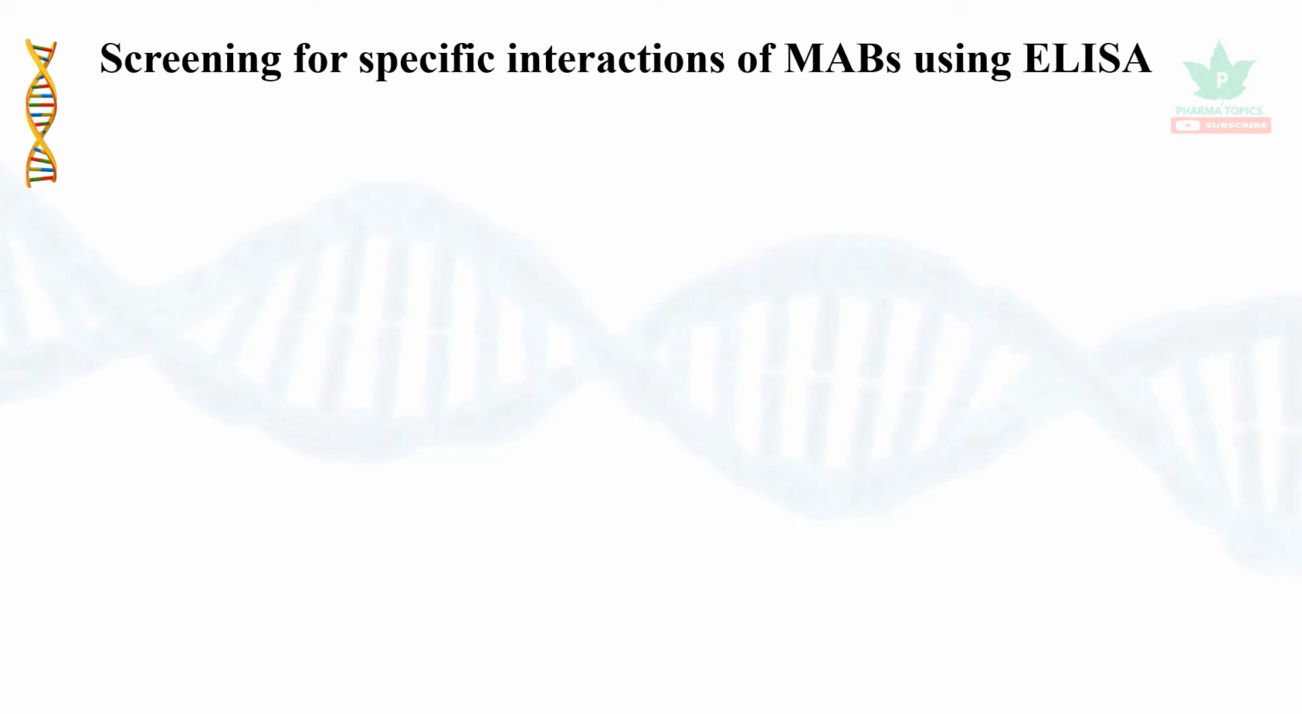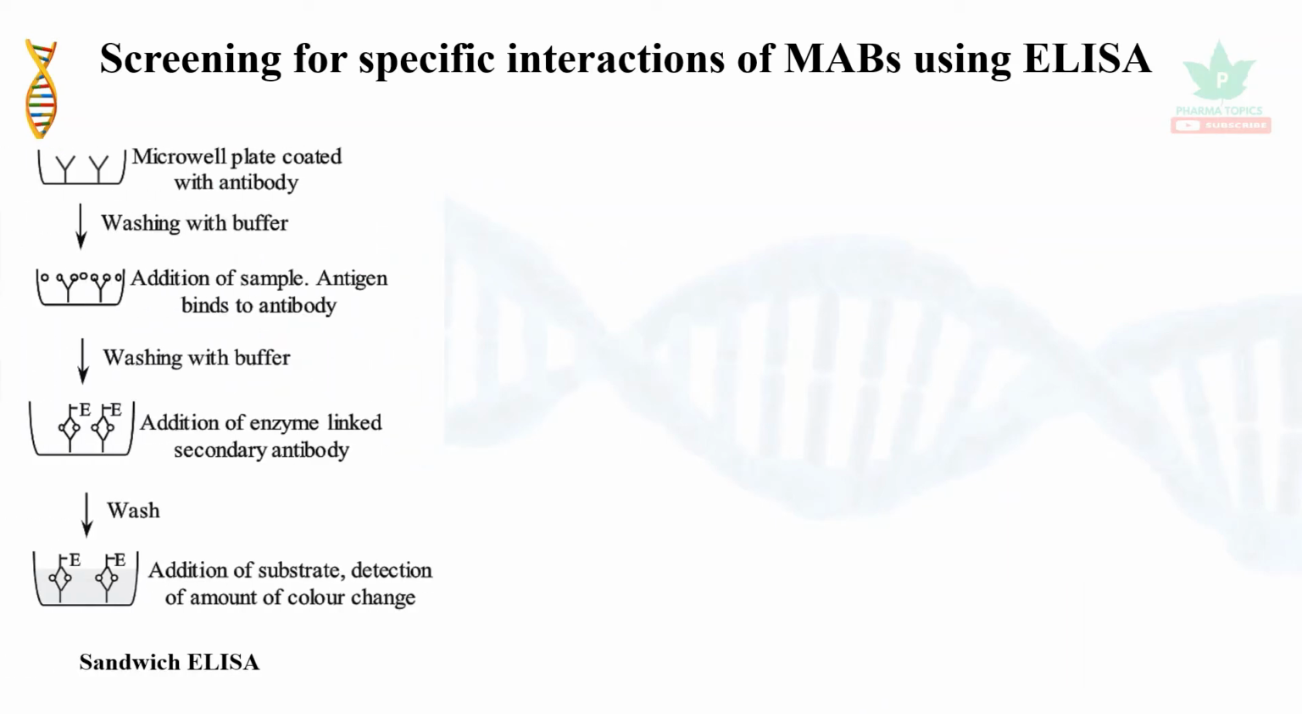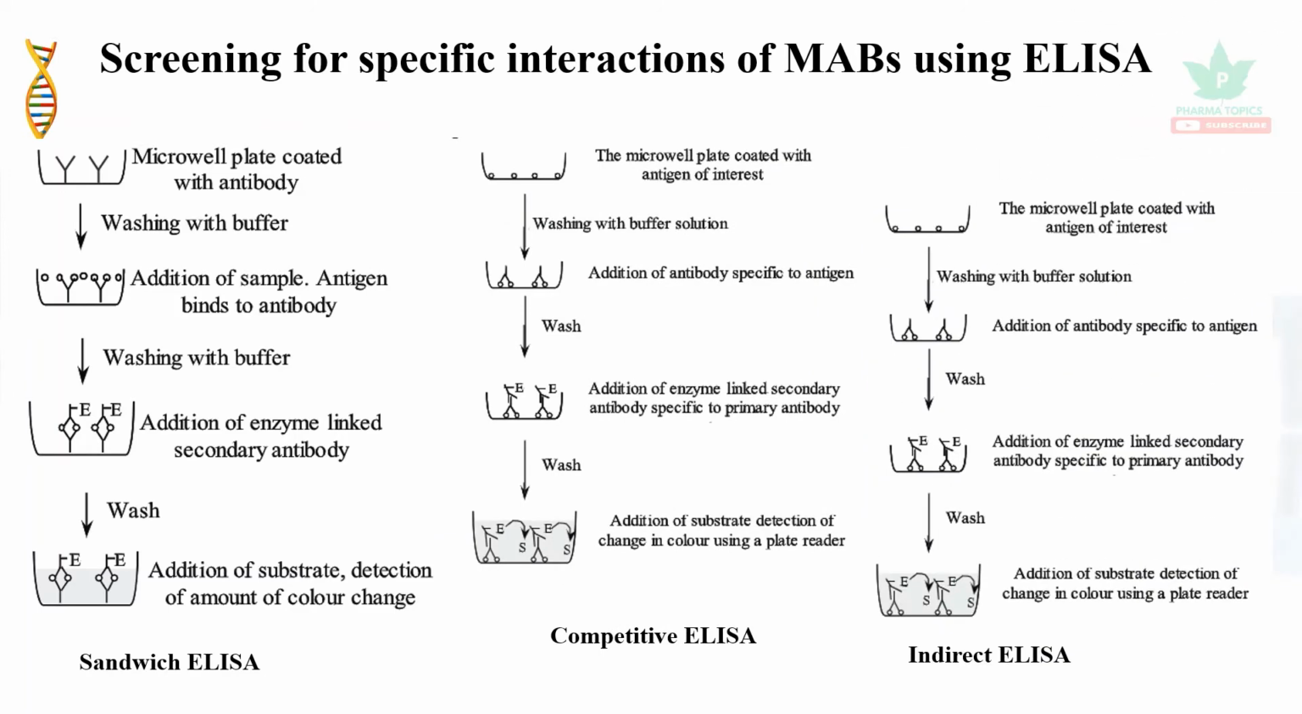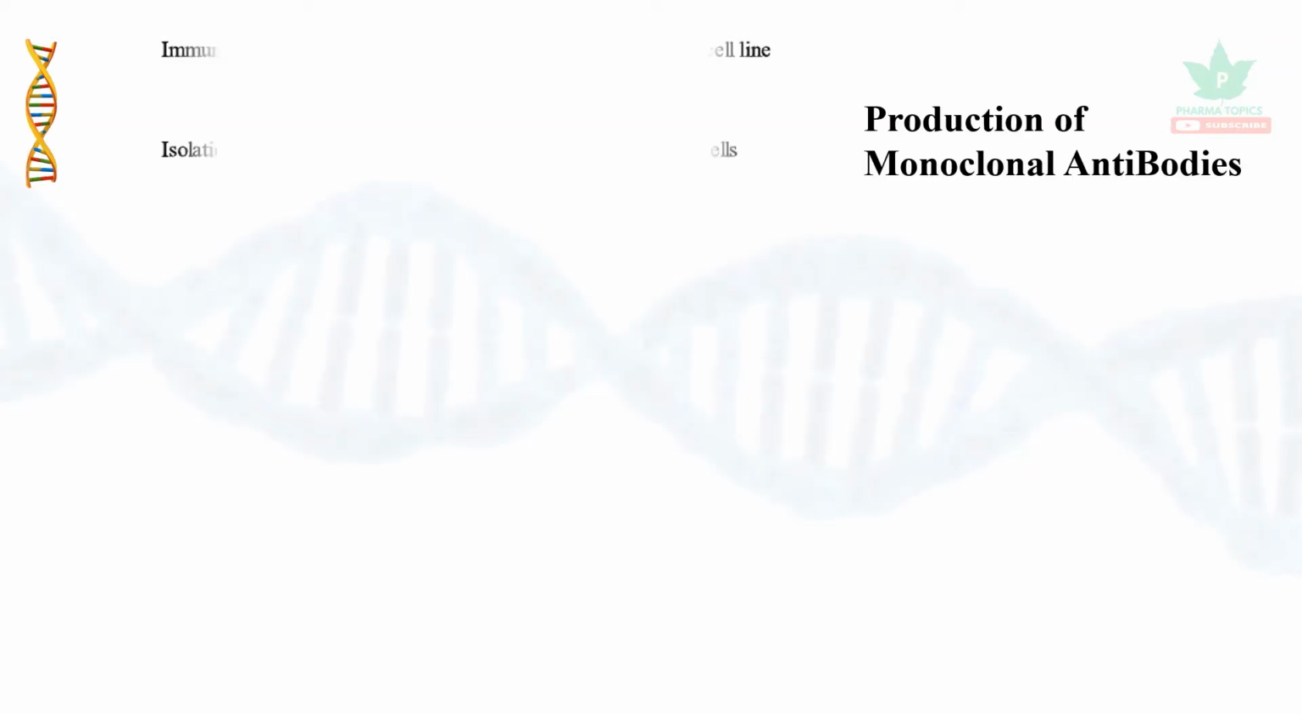Then the produced monoclonal antibodies will be screened for their specific interactions using ELISA. The ELISA may be sandwich ELISA, or it may be competitive ELISA, or it may be indirect ELISA. For ELISA, a separate video is available. Kindly go through it. It will be useful for you. I will give you the link in the description. Let us see this in brief.